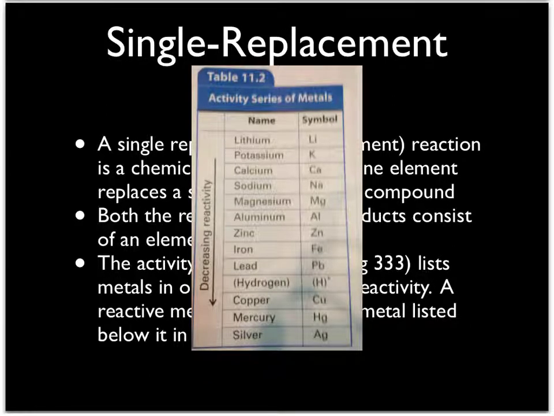Here's that chart. So here's what I'm saying. Lithium, it's the tough guy. It can replace anything down below it. If I look at zinc, he can replace things like iron and lead and hydrogen, but he can't replace the ones above him. So you look at this chart first to make sure that what you're trying to replace is below what you're starting with. We'll do a couple examples.